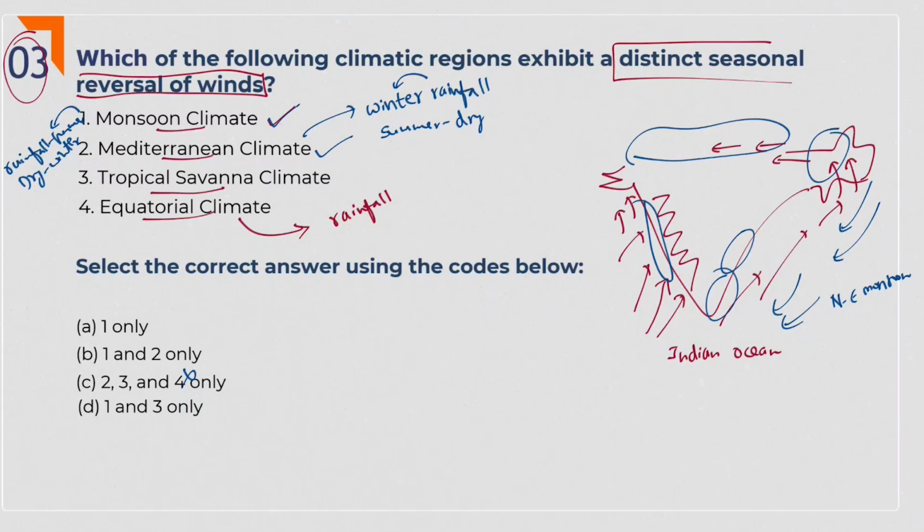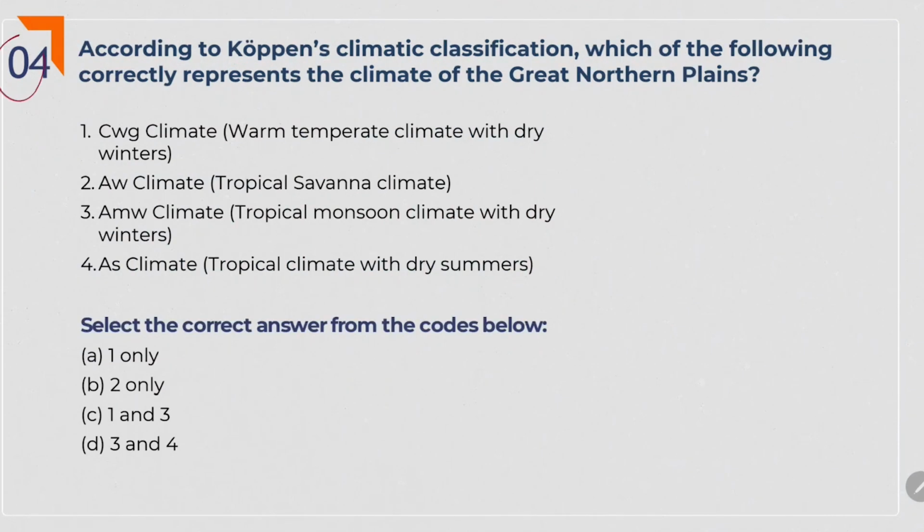So answer should contain both 1 and 2. If you see options, only B is such option. And anyhow, if you see third option, that is tropical savanna climate, one thing you should keep in mind, these tropical areas, they experience rainfall throughout the year. And coming to savanna, it is so dry area. We never experience this seasonal reversal in tropical savanna. So answer is B. Next question.